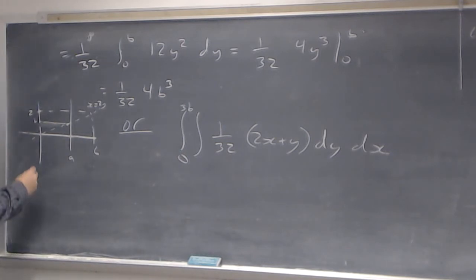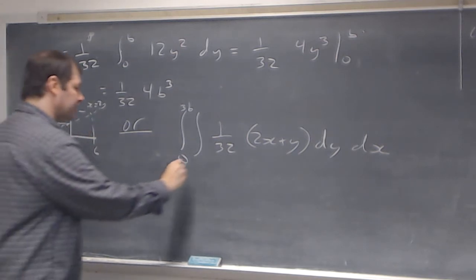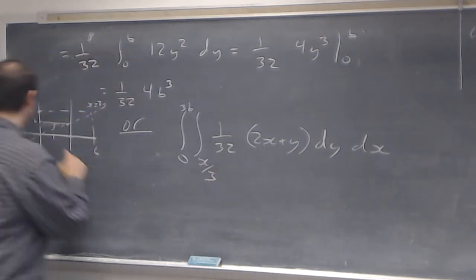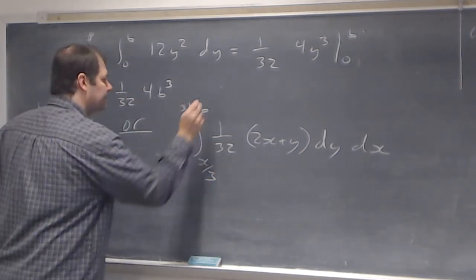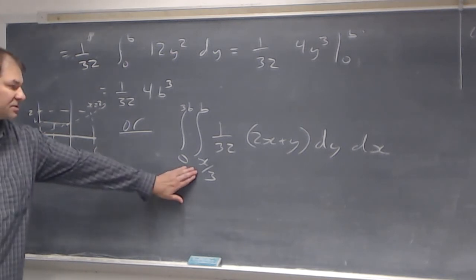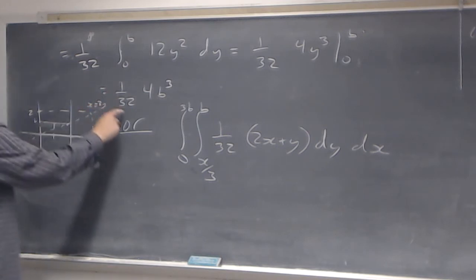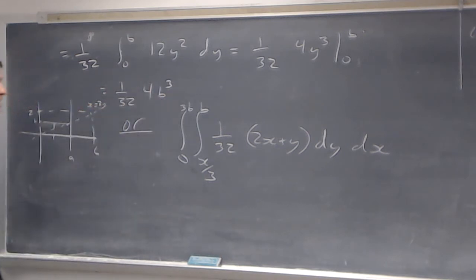But now, for a fixed x, what do the y values run from? Well, let's look at that fixed x. For any fixed x that I make, the y values are going to run from this bottom line, which in terms of y is x over 3, up to this top line, which is b. So I didn't write that down correctly in class, so this should have x over 3. Now we should get the same answer as what we got before, which is this 1 over 32 times 4 times b to the third.